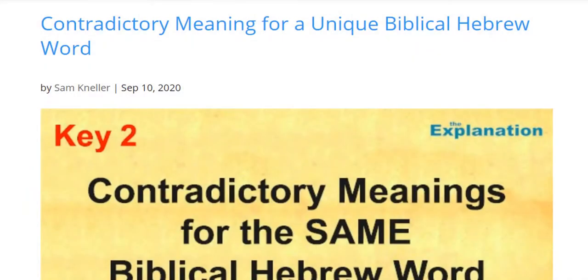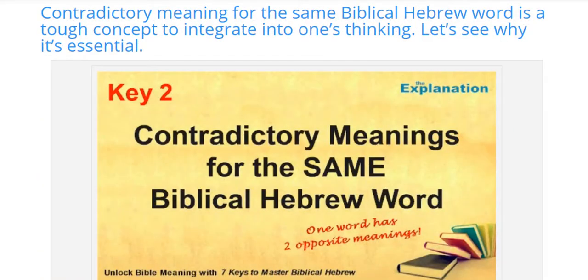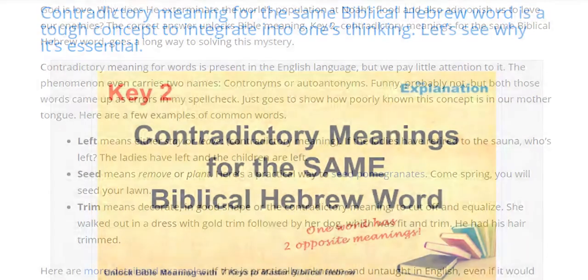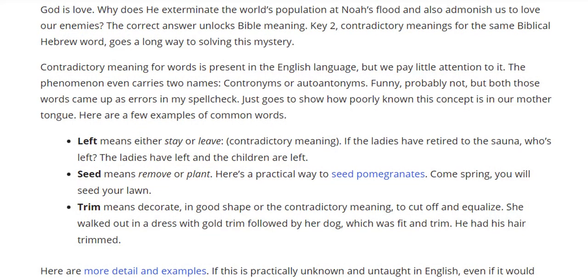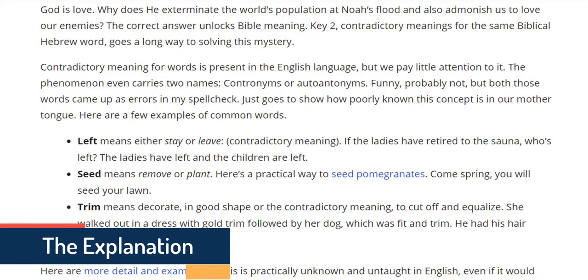Contradictory meaning for a unique biblical Hebrew word. Contradictory meaning for the same biblical Hebrew word is a tough concept to integrate into one's thinking. Let's see why it's essential. God is love. Why does He exterminate the world's population at Noah's flood, and also admonish us to love our enemies? The correct answer unlocks Bible meaning.